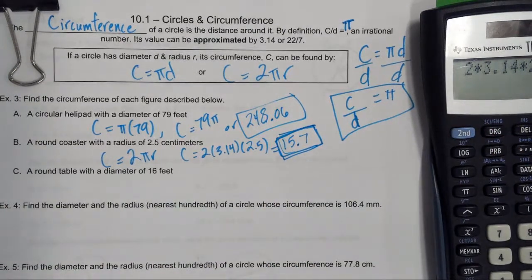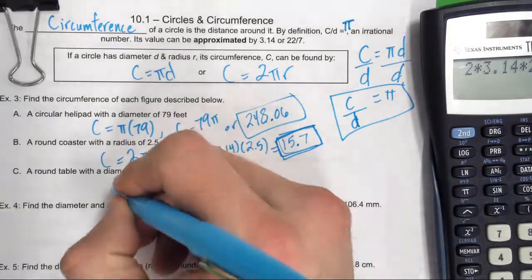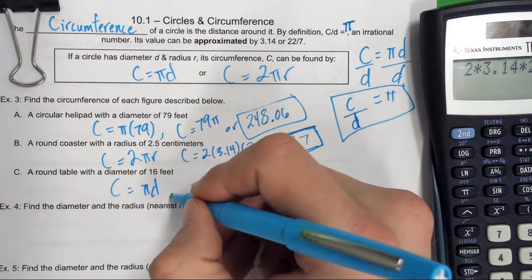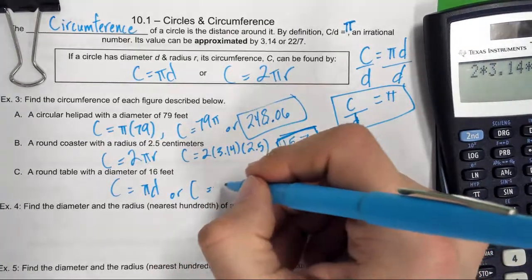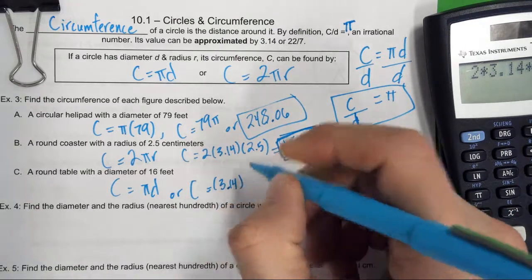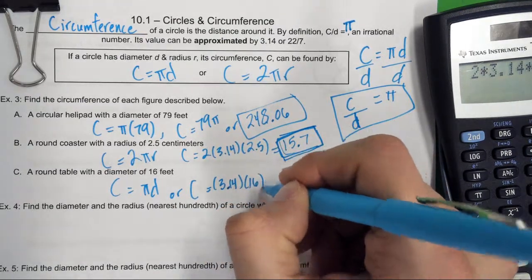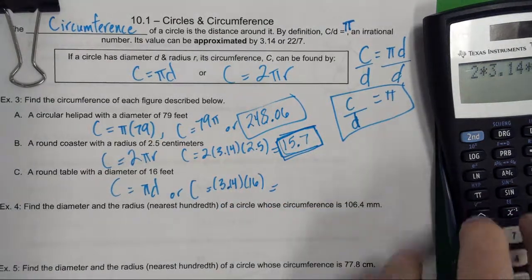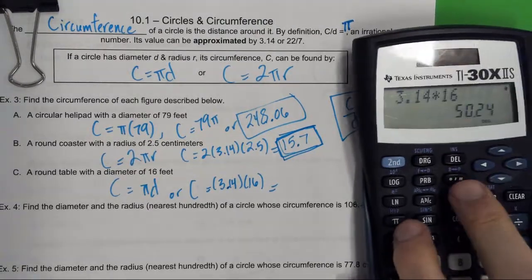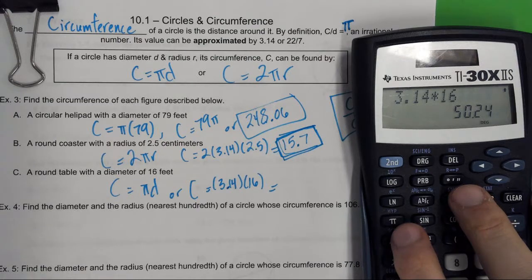A round cable, wow, cable starts with a C, not T. A round table with a diameter of 16 feet. C equals pi times D, or C equals 3.14 times 16 equals 50.24.